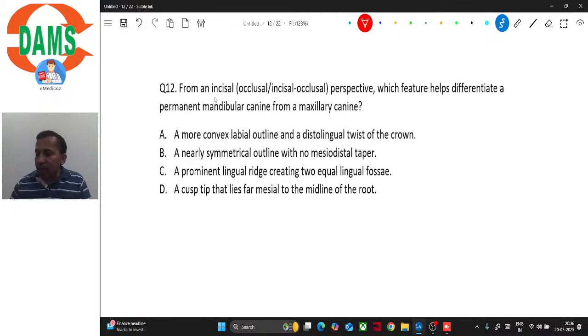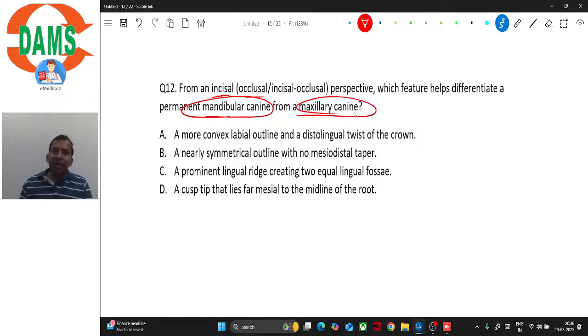From an incisal or occlusal perspective, which feature helps differentiate a permanent mandibular canine from a maxillary canine? So from an incisal view, option: a more convex labial outline and a distal-lingual twist of the crown. Option: a nearly symmetrical outline with no mesiodistal taper. We can rule this out because the canines do not appear symmetrical. For that matter, there is only one tooth that appears symmetrical, and that is the mandibular central incisor.